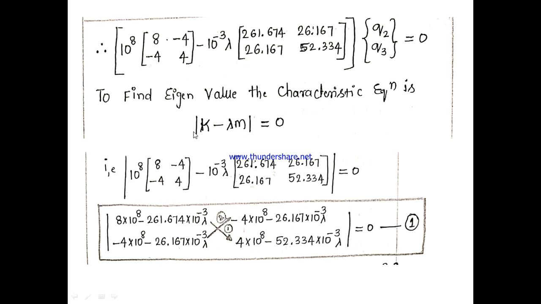So I need to put a vertical line here. So vertical line where K is what? 10 raised to 8, 8 minus 4, 4 and minus 10 raised to minus 3, this remains same. Determinant is equal to 0.